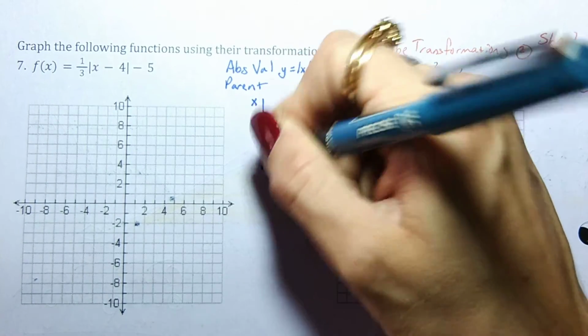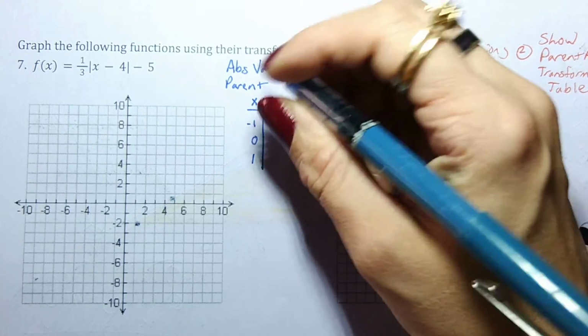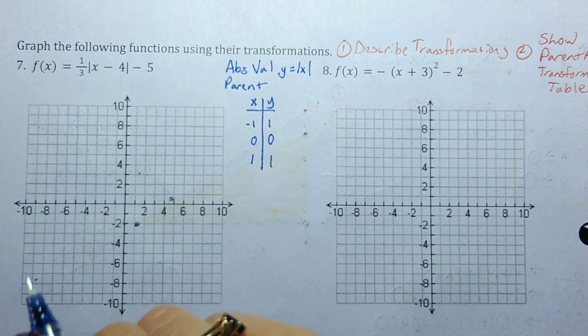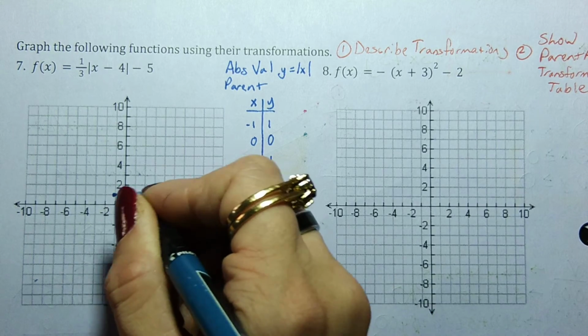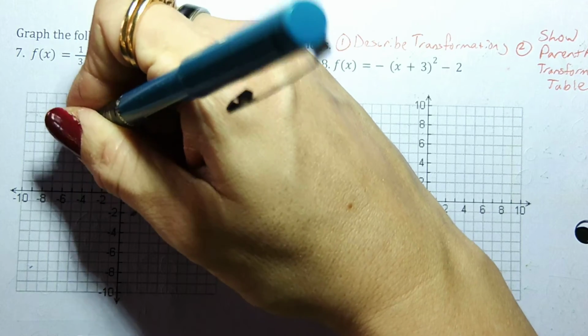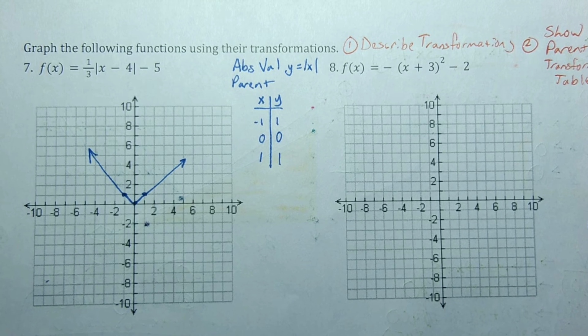And now we are going to make the parent table. So using those 3 good values, -1, 0, and 1, we get 1, 0, and 1. Now, you don't have to plot these points, but I think it's helpful. That way you can compare your transformed graph and say, is it doing what I said it was doing? So there's our plain old regular absolute value function. So now what we are going to do is look at the equation and describe what each of those numbers is doing to our parent function.